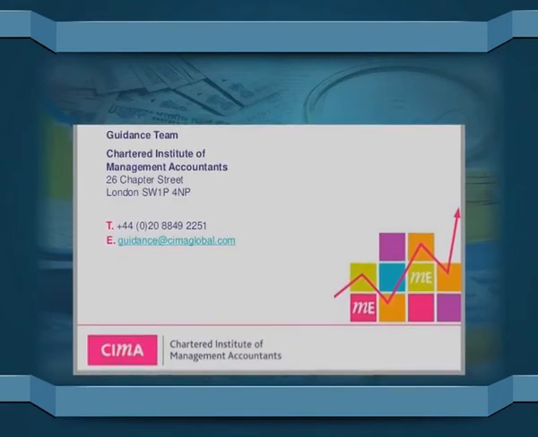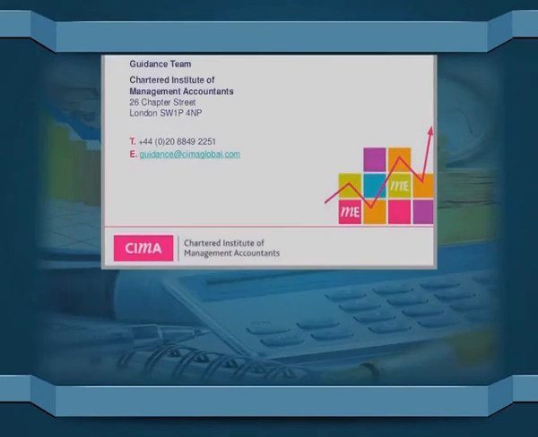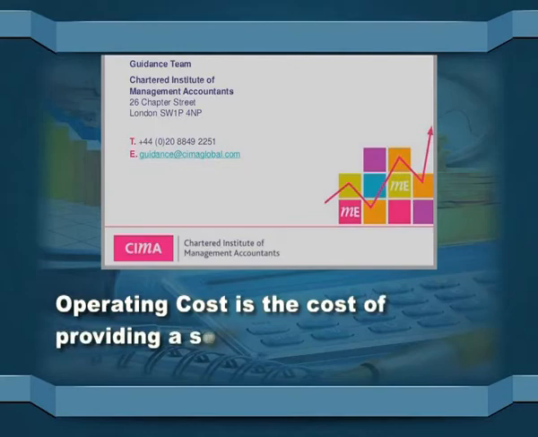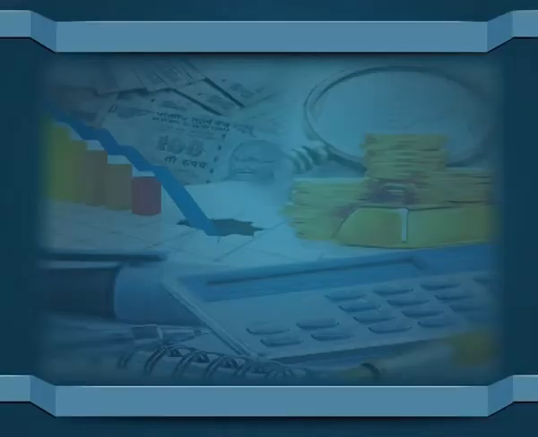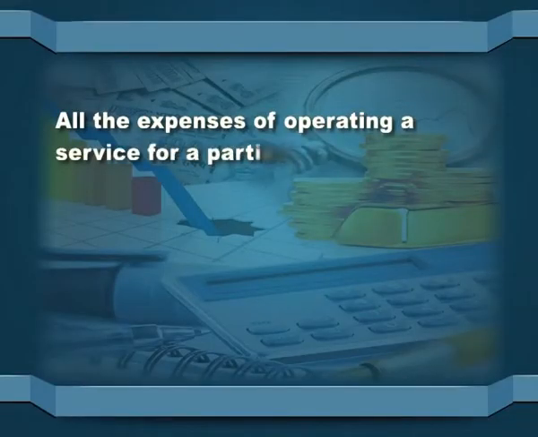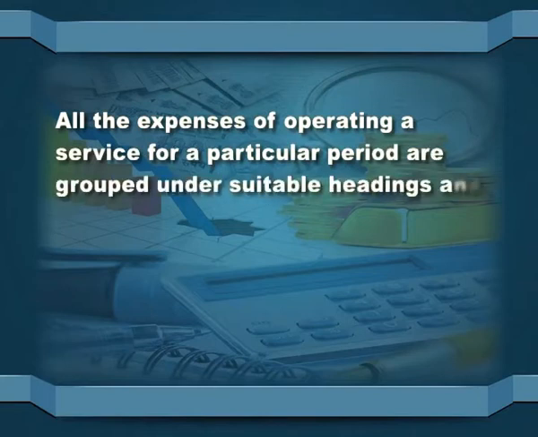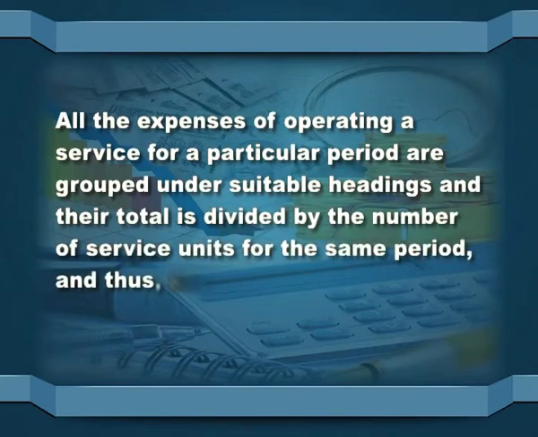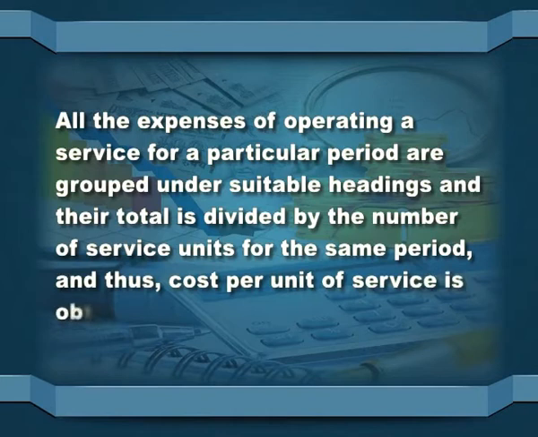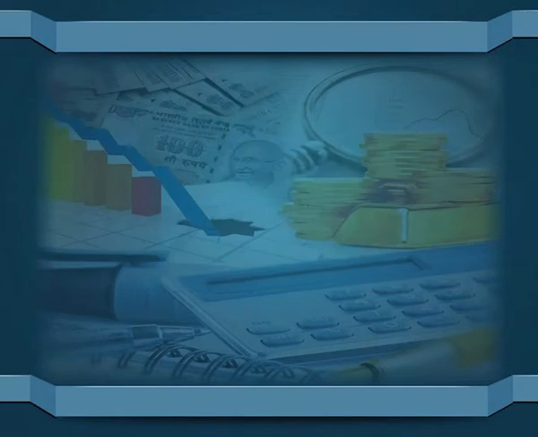According to the Chartered Institute of Management Accountants, London, operating cost is the cost of providing a service. In other words, this method is employed by the service undertakings like transport corporations, electricity companies, canteens, etc. The method of computing operating cost is also very simple. All the expenses of operating a service for a particular period are grouped under suitable headings, and then their total is divided by the number of service units for the same period, and thus cost per unit of service is obtained.